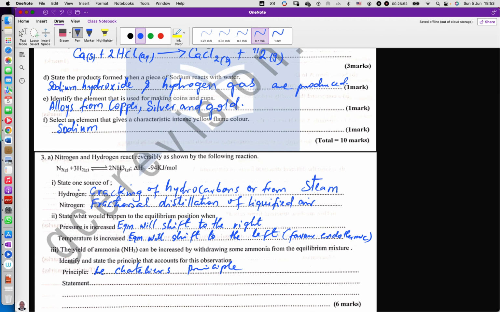The question now states, state one source of hydrogen.